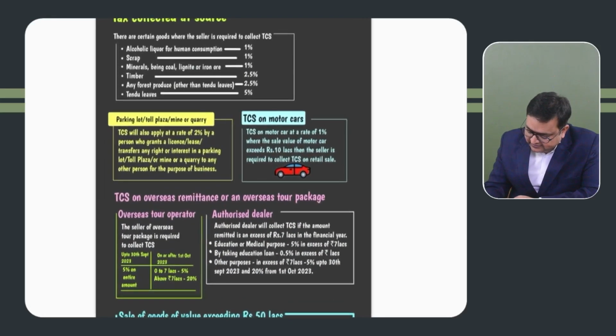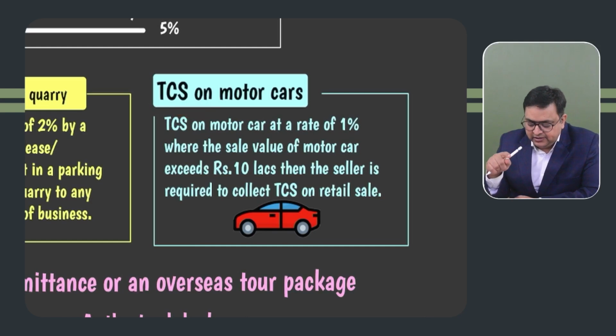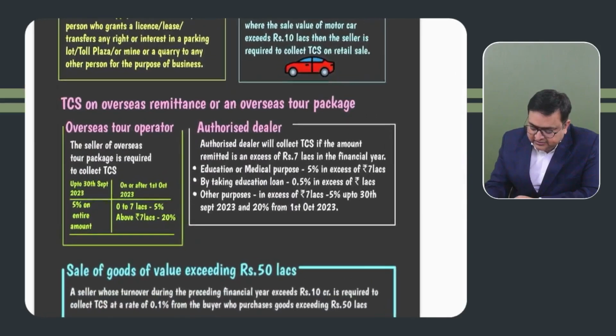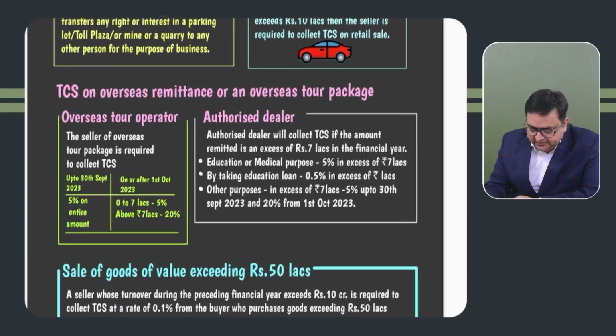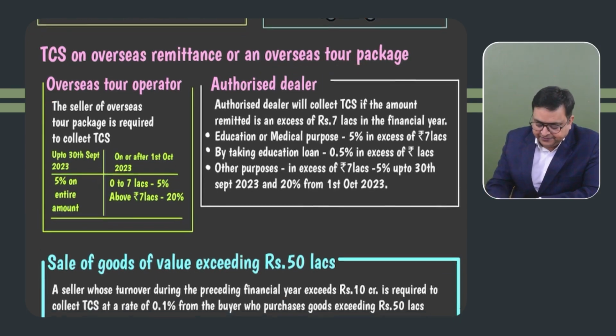And for TCS, see, this is important. Motor car. Whenever a dealer is selling a motor car to a consumer, and this car is more than 10 lakh rupees, then the TCS will be collected at a rate of 1%. Correct? This is an important section. Then TCS on overseas remittance. And tour package. First, let me discuss the tour package.